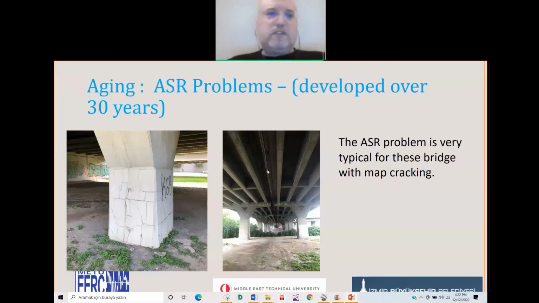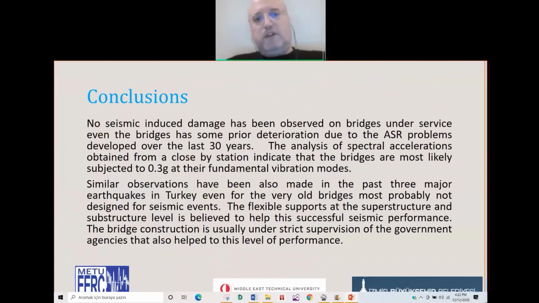While walking in that region, I just saw one piece of concrete, about 1 centimeter by 1 centimeter, fall down from this joint, but I didn't see any real pounding problem, basically. And to conclude, I can say that no seismic damage has been observed, and the problem is the alkali-silica reaction for these bridges.